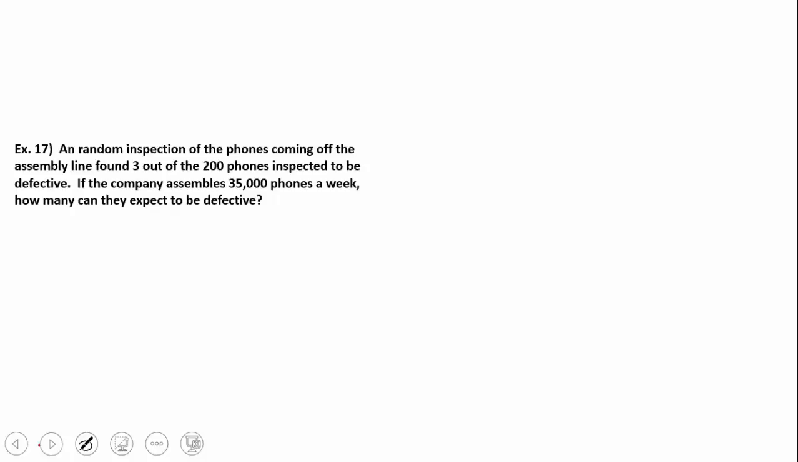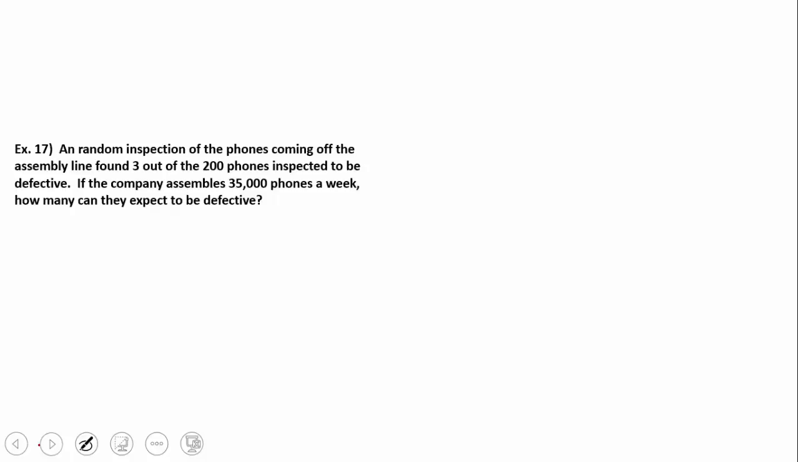17, a random inspection of phones coming off an assembly line found that 3 out of every 200 phones inspected were defective. If the company assembles 35,000 phones a week, how many can they expect to be defective? You think it's important for them to understand that not every single phone that they put together is going to be perfect, that they're going to have to replace some, that's going to cost them money, so they got to build that into their cost.